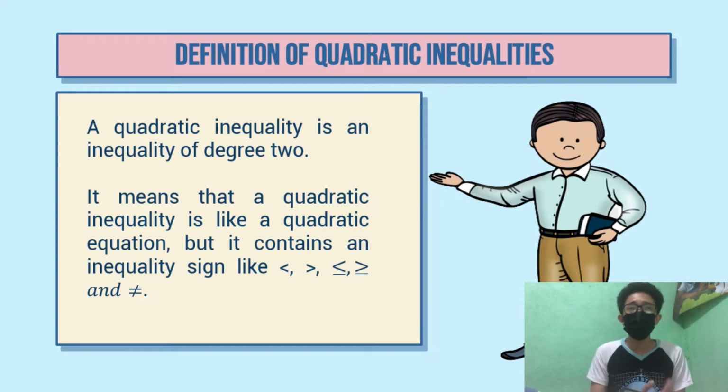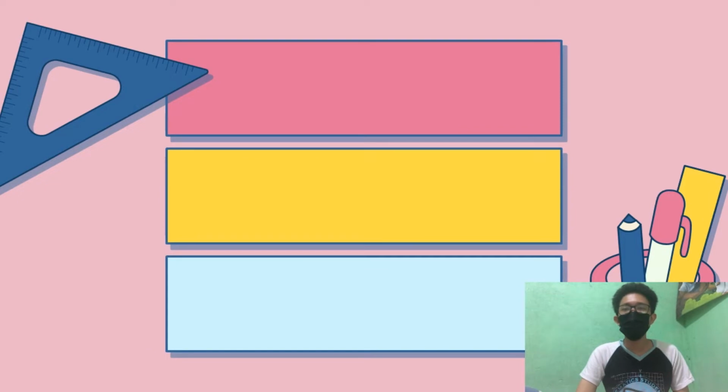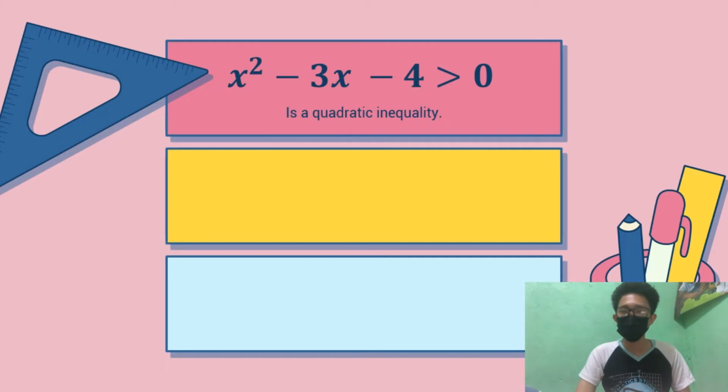So technically, a quadratic inequality is like a quadratic equation in the form ax squared plus bx plus c is equal to 0. However, that equal sign will be changed to an inequality sign like less than, greater than, less than or equal, greater than or equal, or not equal sign. In our given example, x squared minus 3x minus 4 is greater than 0. It is considered a quadratic inequality because the expression on the left side contains a polynomial whose highest degree is 2, and it contains an inequality sign which is greater than.